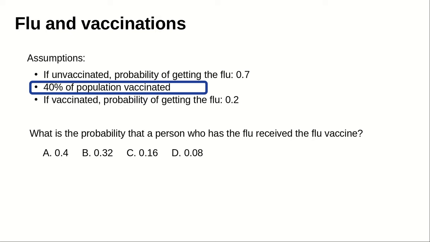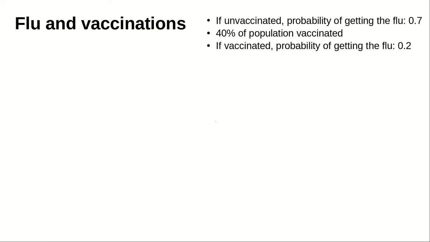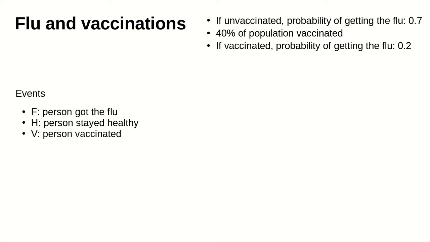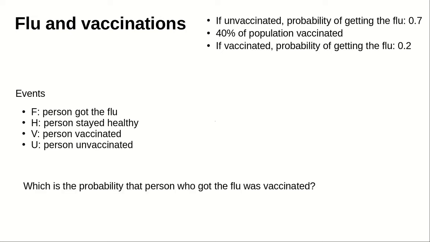I would imagine at this point you can eliminate A as a possibility, but you probably don't know which of B, C, or D is the right answer. To make some progress, we'll cast the problem into the language of events and their associated probabilities. We'll let F be the event that the person got the flu, and H be the event that the person stayed healthy. We'll let V be the event that the person got the flu vaccine, and U be the event that they did not. We are looking for a particular conditional probability. Which one of these is the probability that the person who got the flu was vaccinated? Is it A, P of V given F, B, P of F given V, C, P of V, or D, P of F?